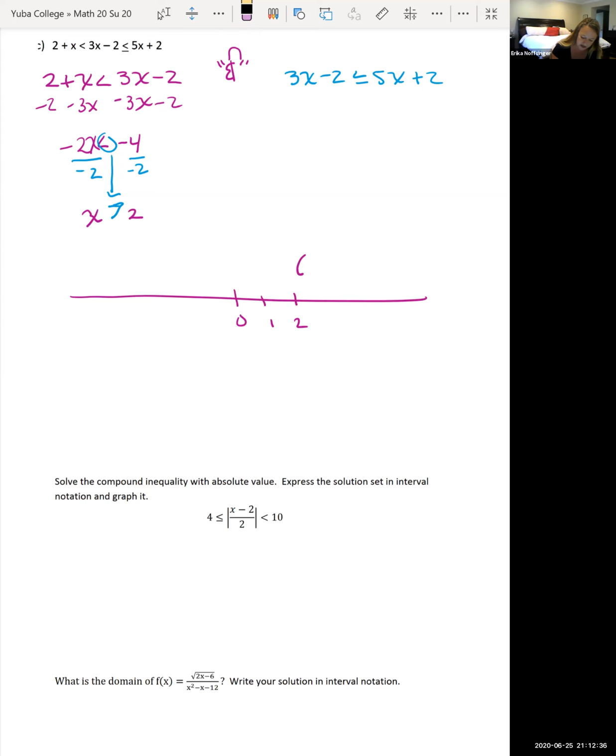So it's everything bigger than 2, so everything is shaded to the right. So solve the other inequality, if we get all the x's to one side, all the constants to the other side. So let's subtract maybe 5x on both sides. Add 2 to both sides. So we have 3x minus 5x is negative 2x, is less than or equal to positive 4. Divide again by a negative, you're going to flip the inequality sign. So this is now greater than or equal to, x is greater than or equal to negative 2.